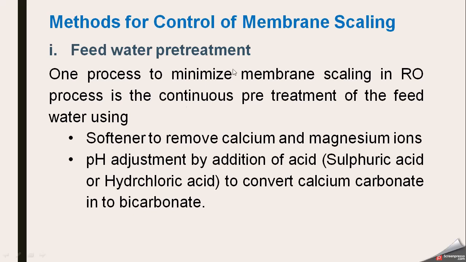Or we can adjust the pH by addition of acid, sulfuric acid or hydrochloric acid, to convert calcium carbonate into bicarbonate, which is soluble and easily removed, and its solubility is much more than calcium carbonate. So basically by the adjustment of pH we are converting calcium carbonate into bicarbonates which are soluble.